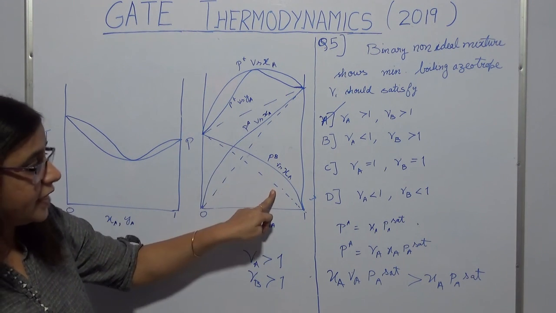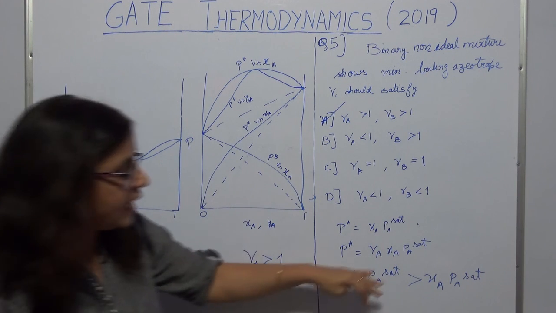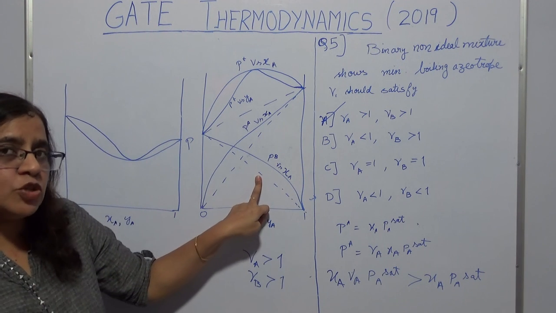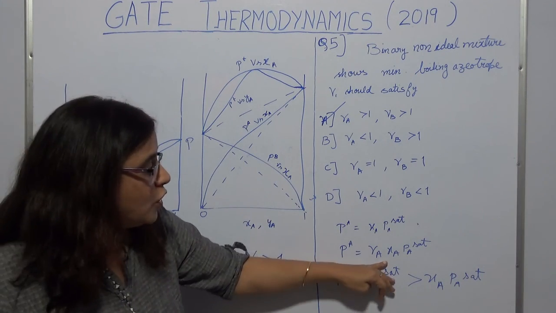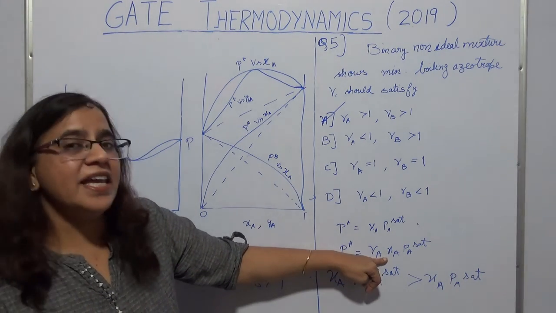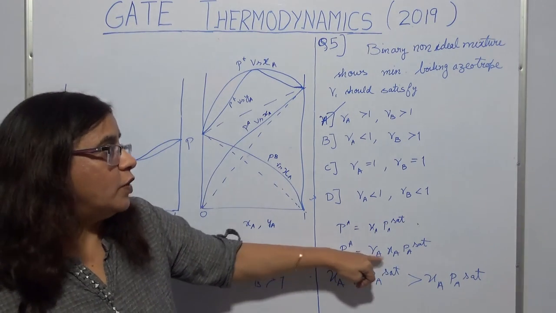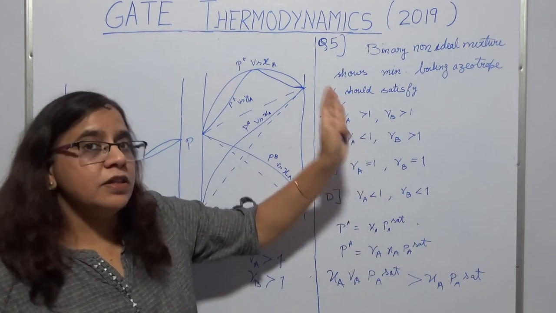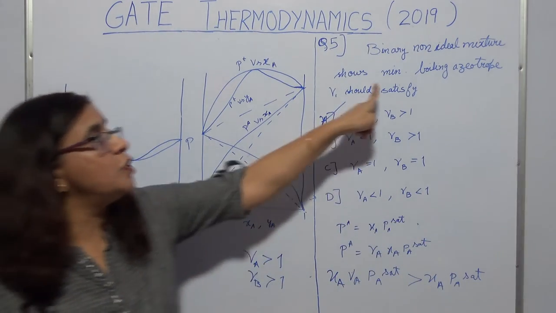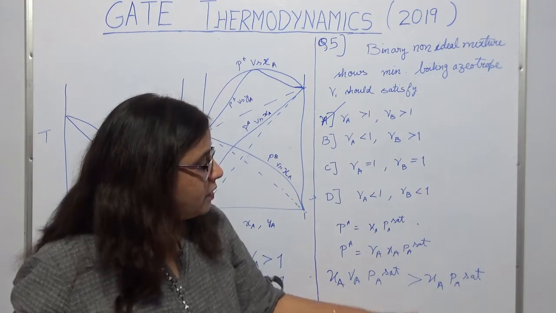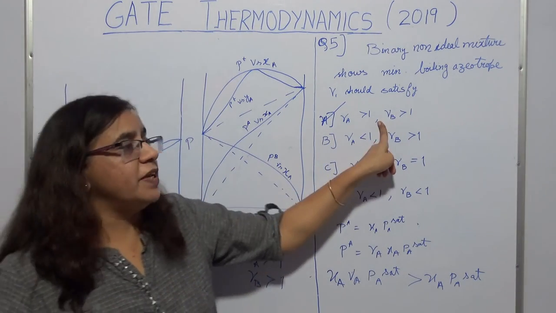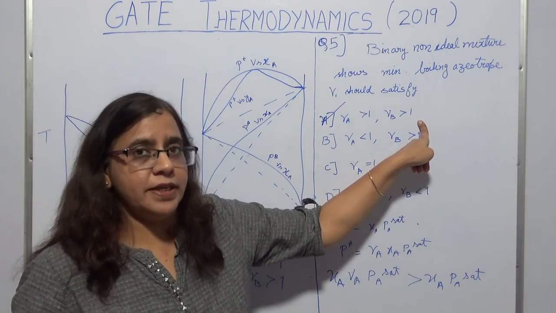The dotted line. In that case what will happen is that the actual partial pressure which you are calculating is less than the ideal, so it can happen only when your gamma A and gamma B are less than 1. So the reverse will be true for the case when you have a maximum boiling azeotrope. In this case it's a minimum boiling azeotrope, and we have found that your gamma A should be greater than 1 and gamma B should be greater than 1.